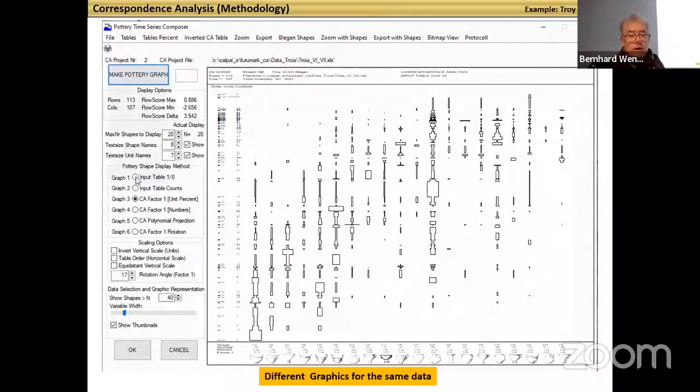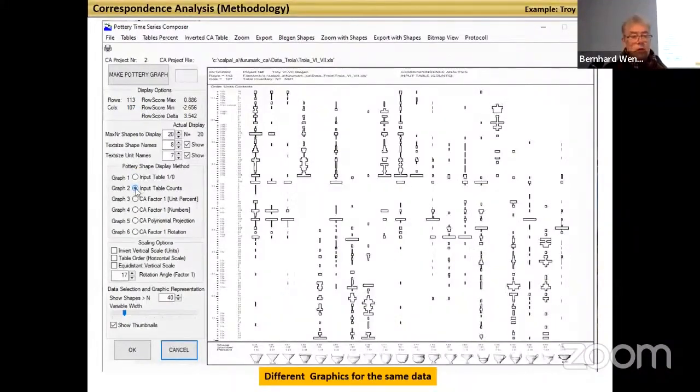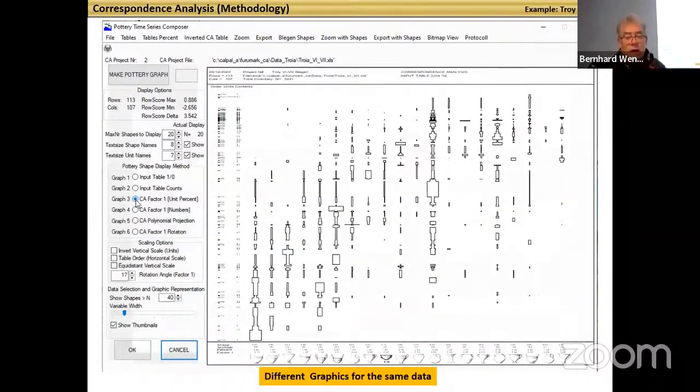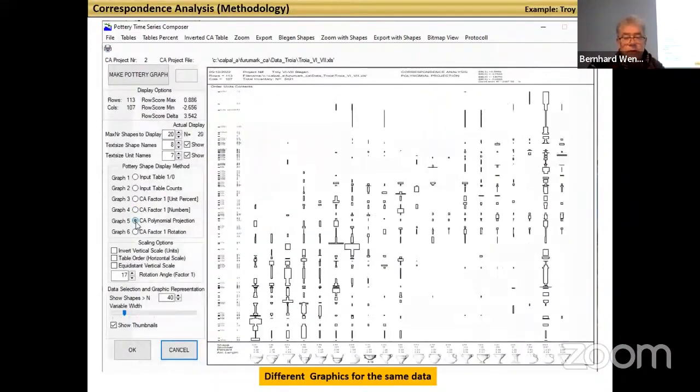We'll start off with the input table, just the numbers. Then come the counts, more or less. Then come the factor 1 projection, just straight down. Then comes the same with numbers. Now comes the ominous polynomial projection. So, that would be a finished solution.